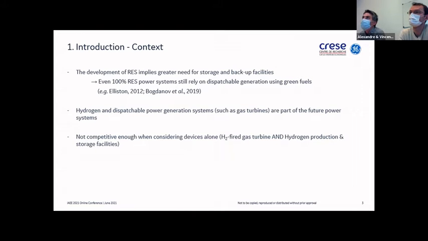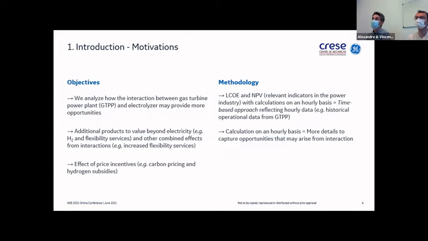But the problem here is that when we consider these two kinds of technologies separately, hydrogen production and storage on the one hand, and on the other hand, gas power plants that burn hydrogen, in general we observe that they are not competitive enough. So it is the starting point of our analysis, in which we analyze how we can combine these two kinds of devices in order to make them more competitive.